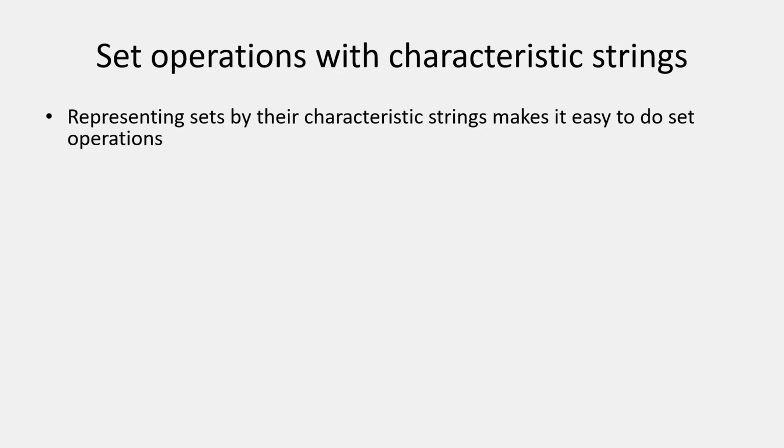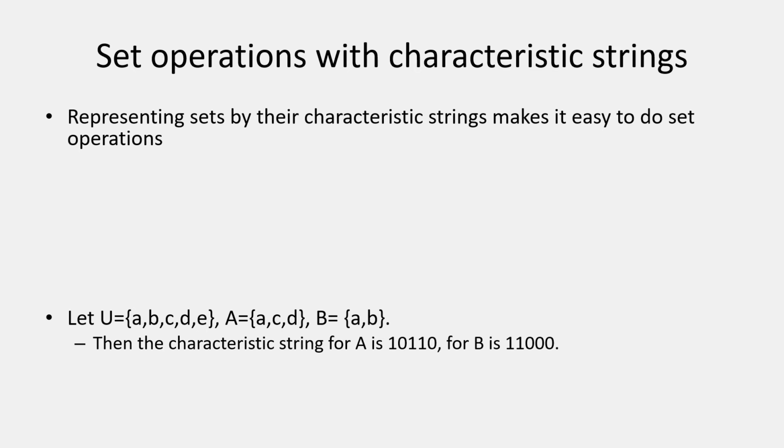So why would we want to represent sets using their characteristic strings? Well, indeed, sometimes we don't do that. When our universe, for example, is really huge, it is easier to just list elements of sets if sets contain very few elements of their universe. But if the universe is fairly small, then representing sets by their characteristic strings makes our life a lot easier when we need to do set operations such as unions, intersections, complements, and so on. So let's again see it on an example. So let's, as before, take the universe to be A, B, C, D, E in that order.